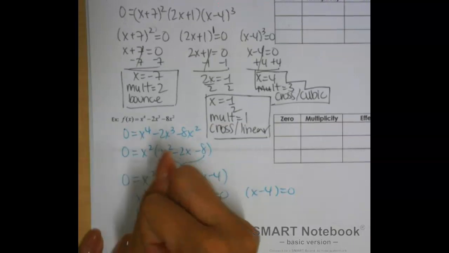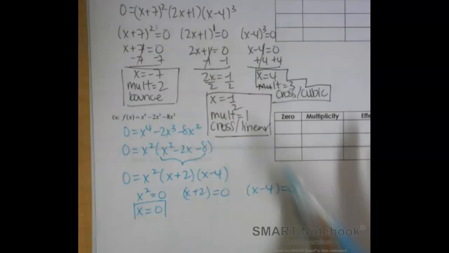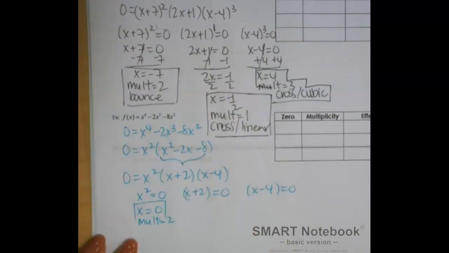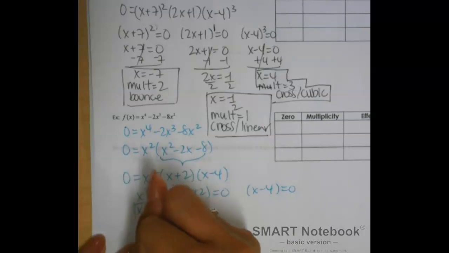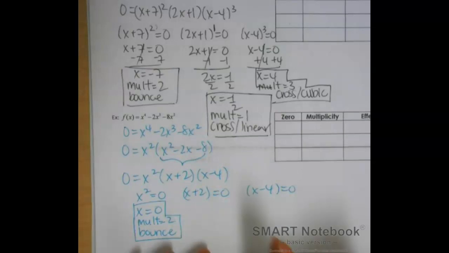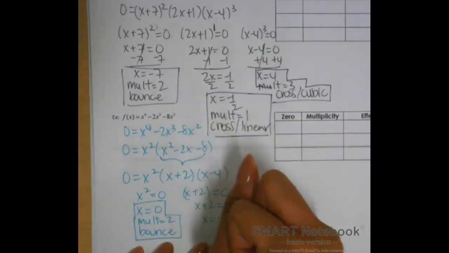First thing you should have done was x equals 0. Whoops, shouldn't have boxed that completely. That's one of your x-intercepts. What's the multiplicity on this? Which means it's going to do what? It's going to touch or bounce off of the x-axis. You're okay. If you write touch or bounce, it's okay. For the next one, you have x plus 2 equals 0. We're just going to solve, so x should equal negative 2.